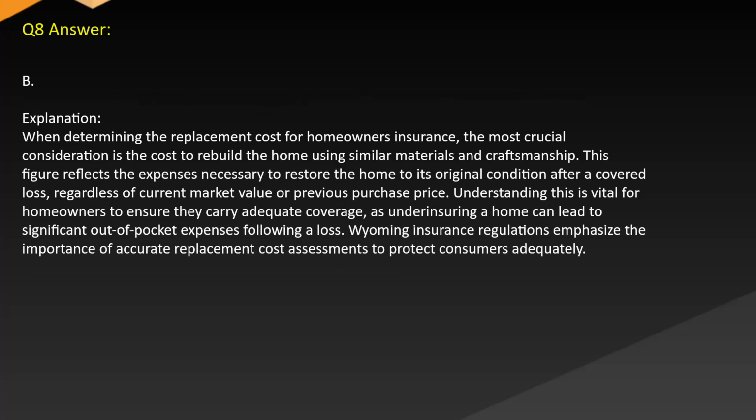Answer. B. Explanation. When determining the replacement cost for homeowners insurance, the most crucial consideration is the cost to rebuild the home using similar materials and craftsmanship. This figure reflects the expenses necessary to restore the home to its original condition after a covered loss, regardless of current market value or previous purchase price. Understanding this is vital for homeowners to ensure they carry adequate coverage, as underinsuring a home can lead to significant out-of-pocket expenses following a loss. Wyoming insurance regulations emphasize the importance of accurate replacement cost assessments to protect consumers adequately.